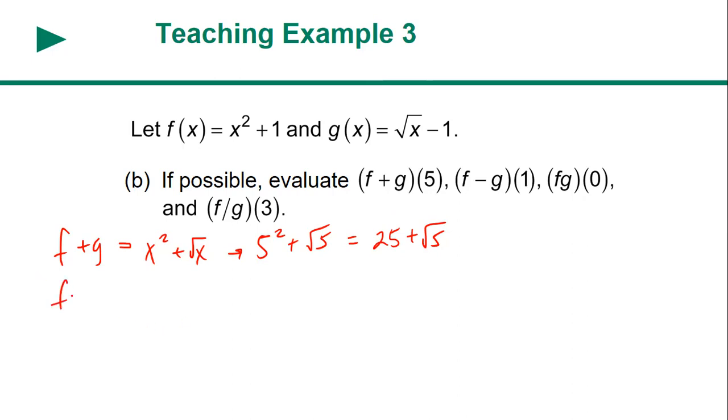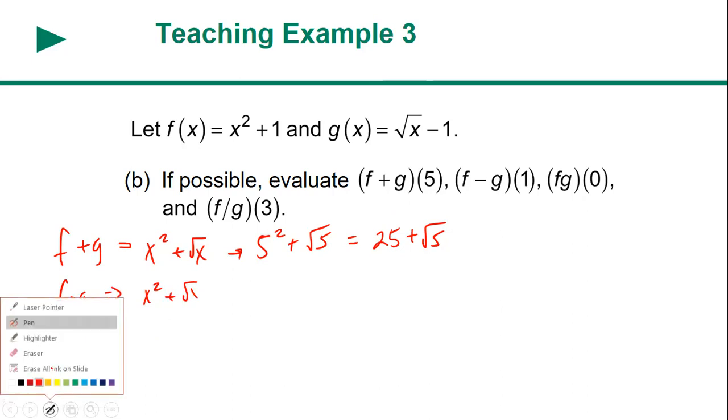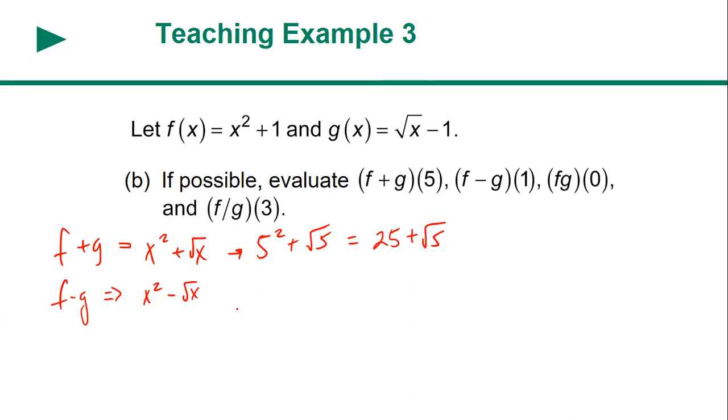When we did f minus g, what did we get? X squared minus square root of x plus 2. I didn't mean to put a plus. Plus 2, right? So then now when I plug in, I'm going to end up with 25 plus 2. So we have 25 minus the square root of 5 plus 2. And that's going to give us 27 minus the square root of 5.